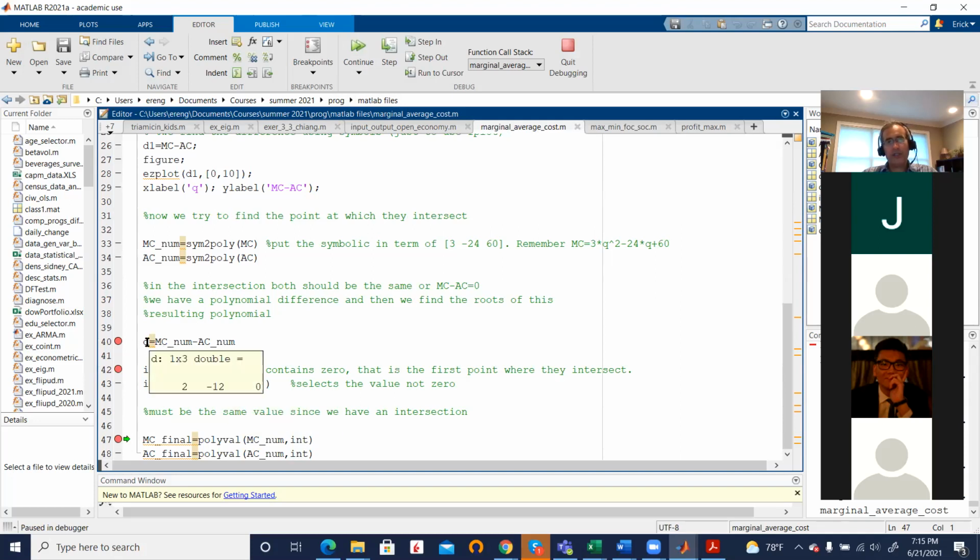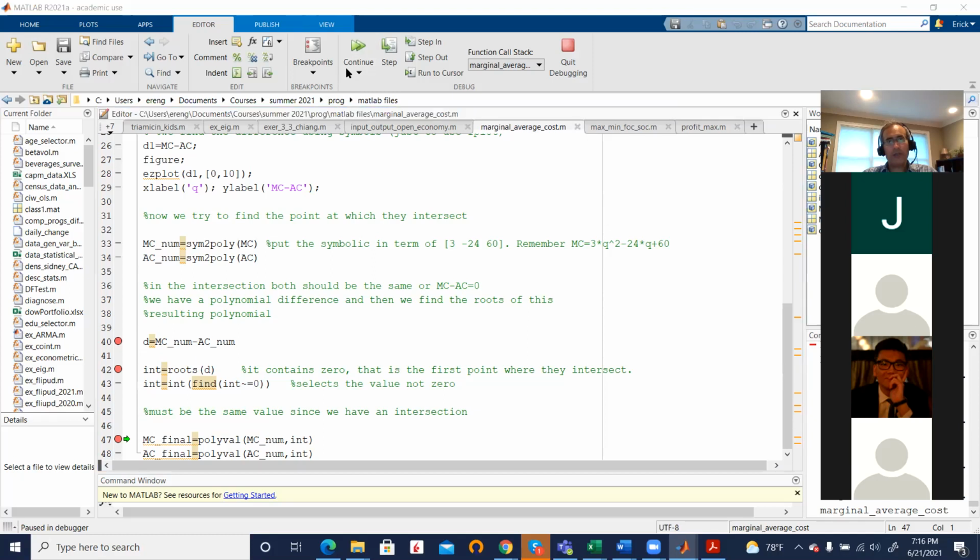So D, guys, is this function here. This is my function, the graph that I showed you there. Then I find the roots of this one here. So remember, D is going to be a quadratic, right? I have the roots. Then what I do is I find the ones that are not equal to 0. Let me run this part here.